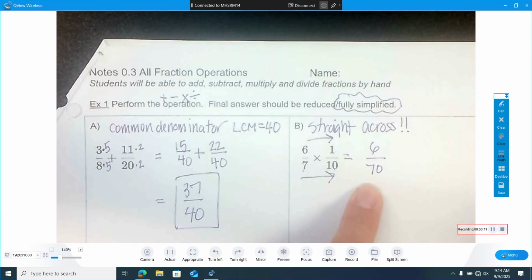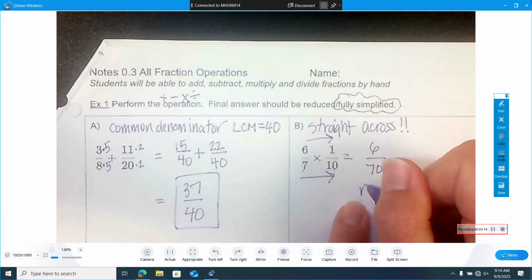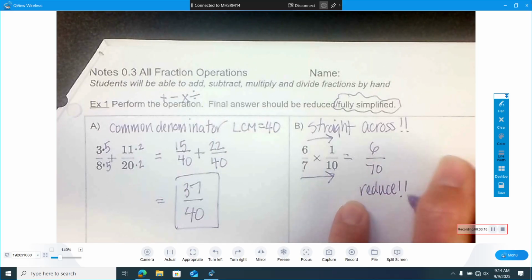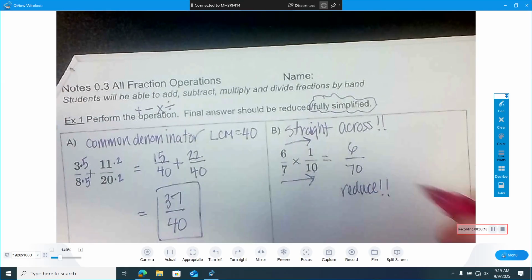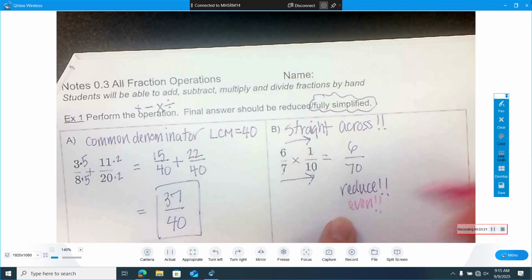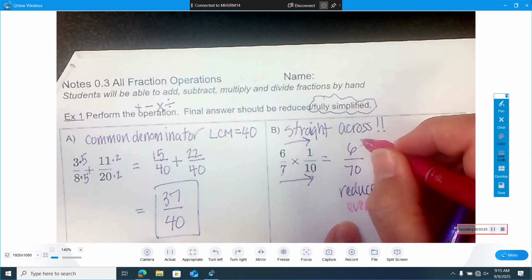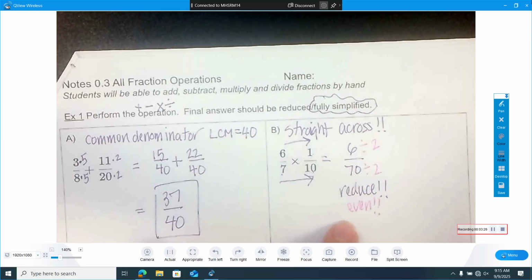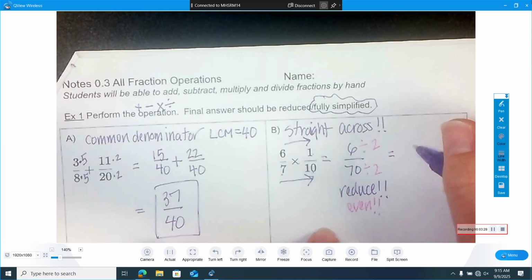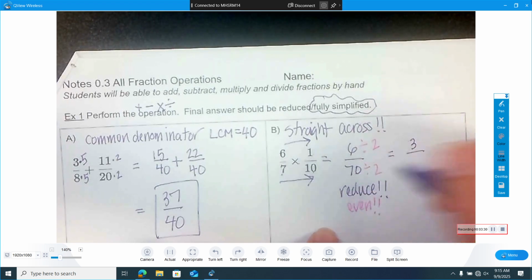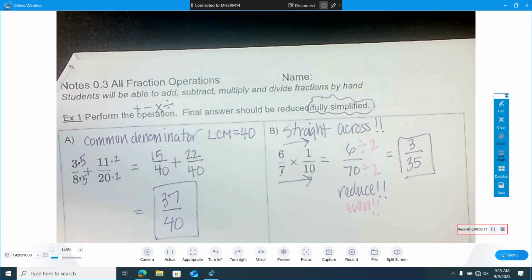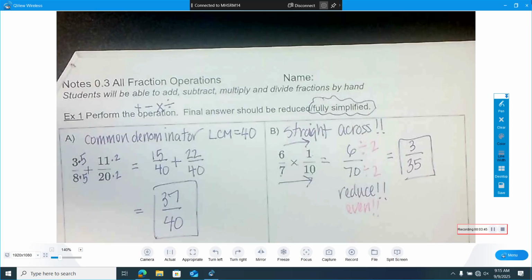Ooh, are we done? No, because we got to reduce it. How do we know that we can reduce this one? They're both even. Very good. We definitely know that we at least have to divide by 2, maybe more, but we can certainly divide by 2. 6 divided by 2 is 3. 70 divided by 2? 35. Very good. And that can't go anymore. So that is finished. Any questions on the first two?